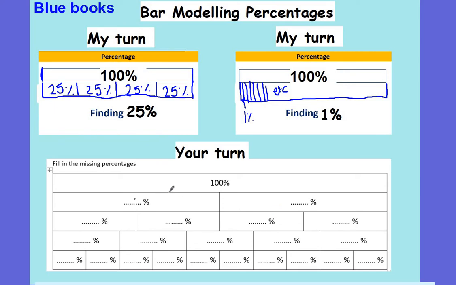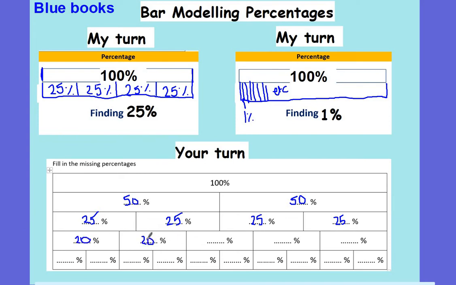Okay, let's go through the answers. So if I split the bar into 2, if that first bar is worth 100%, each of those little parts is going to be worth 50%. If I split it into 4, just as above, each of those parts is going to be worth 25%. If I split it into 5, Violet, what are each of those parts going to be worth? 20, lovely.